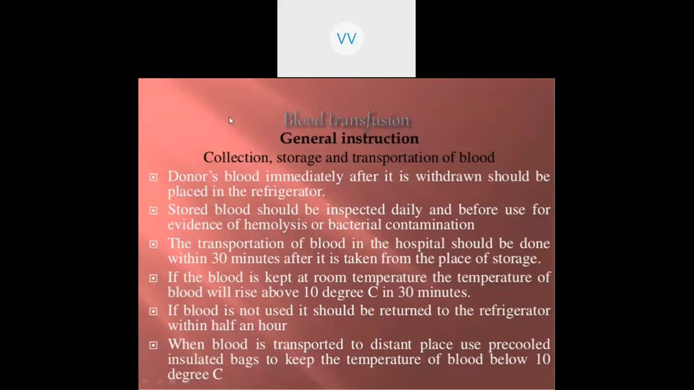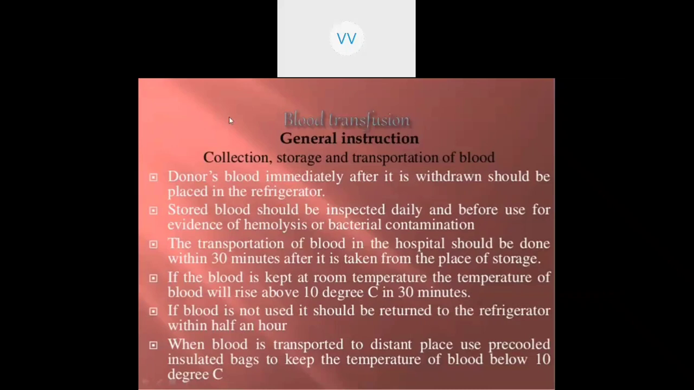You take the blood from the village side, for example some program or camp you arranged in the village. After receiving the blood from the donor, it should be done within 30 minutes. You keep the blood or reach the hospital within 30 minutes from the area.